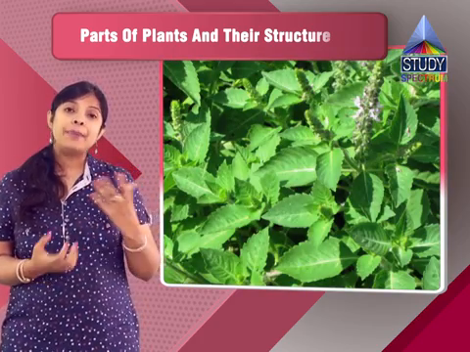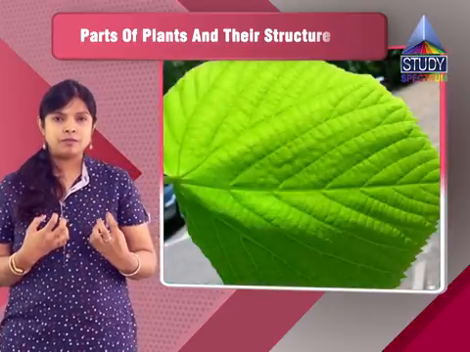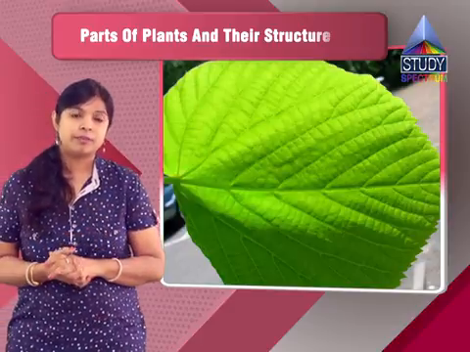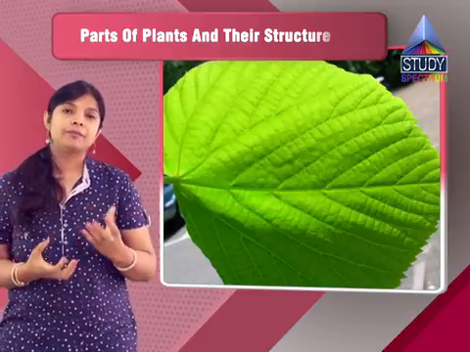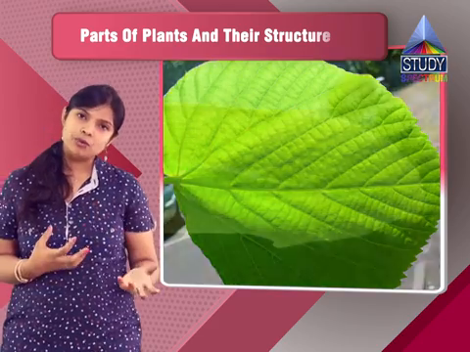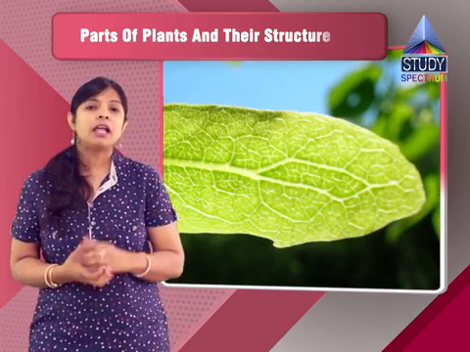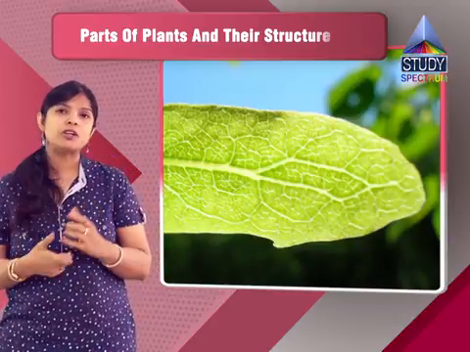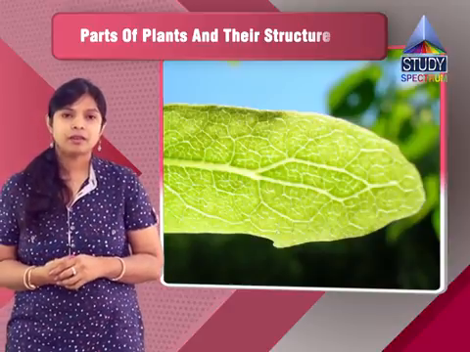Other than this, parallel venation. What happens here? Veins run along the midrib in a parallel form. These kinds of leaves are called parallel venation. So here we have seen that venation can be of two types: reticulate venation and parallel venation. Other than this, there are small structures present at the base of the leaves. These are called the stipules of the leaves.